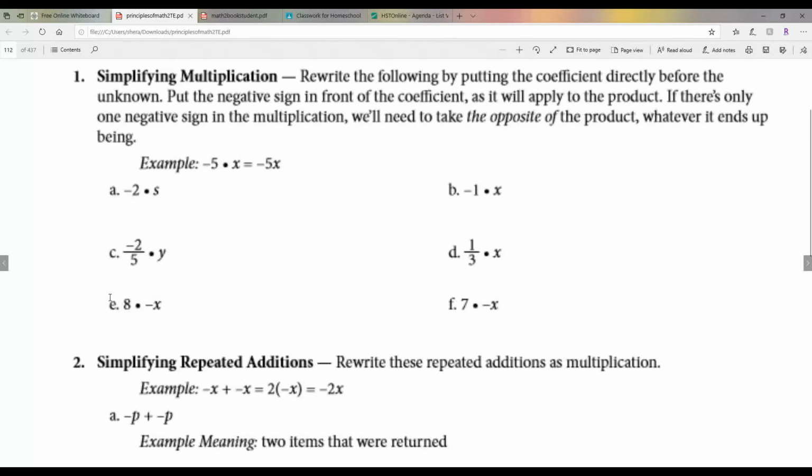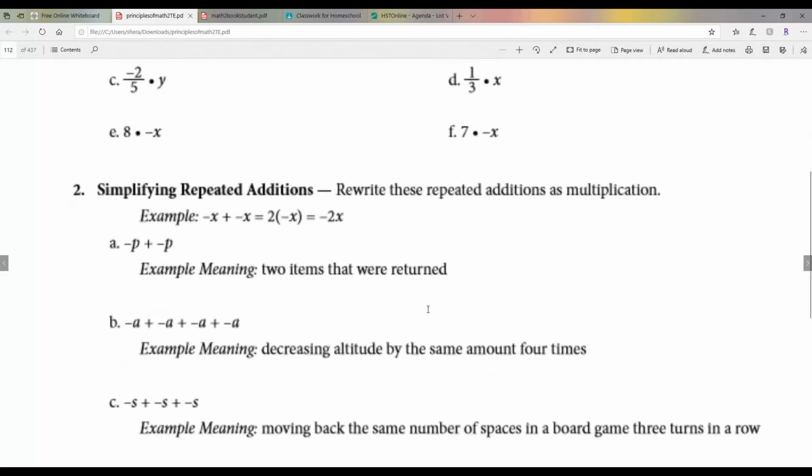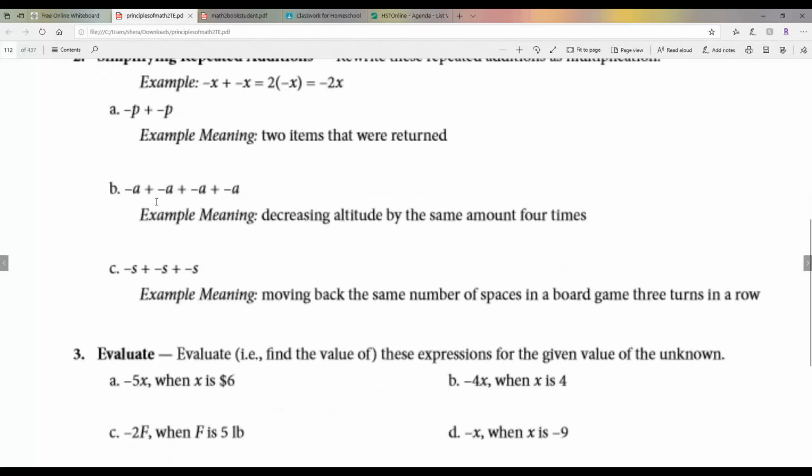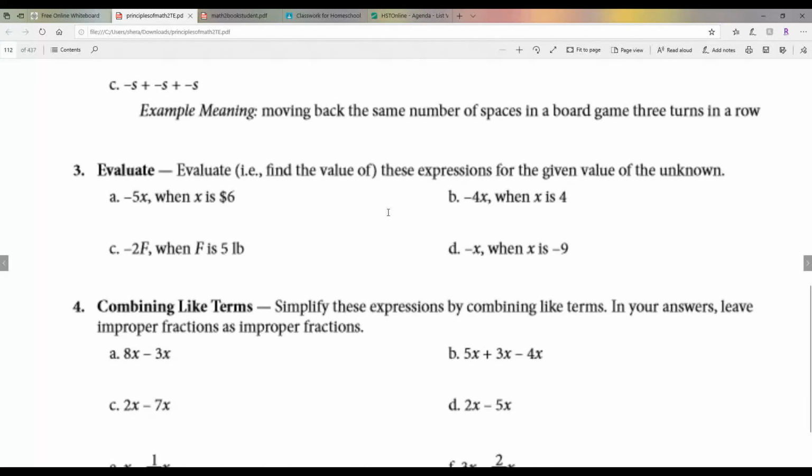But look here at e. What do you think that would be? It would still be negative 8x. Doesn't matter which way because the problem is still going to be the same. You're going to have one negative in that multiplication. So, all right. And then down here, you're going to simplify this repeated addition. We've done this on a page before. It should be pretty easy on that.